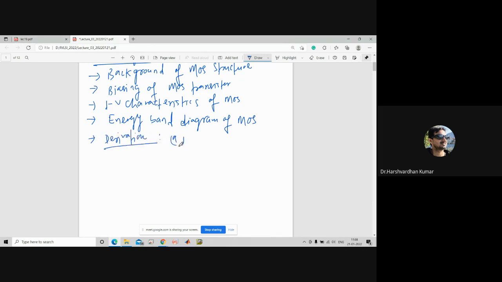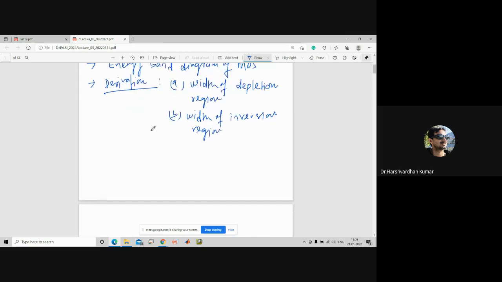Then we will see two derivations. The first derivation will be the width of the depletion region. And the second derivation will be to derive the width of the inversion layer. So what is the inversion layer? Anyone remember? Then we will solve one numerical. Lastly, we will see a brief introduction about the MOS capacitor.